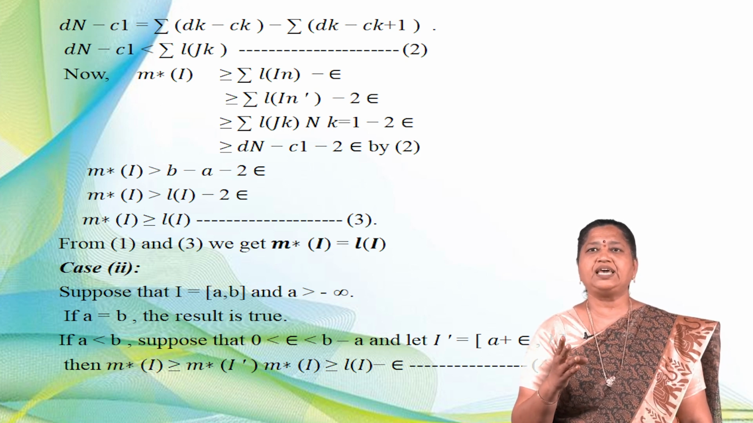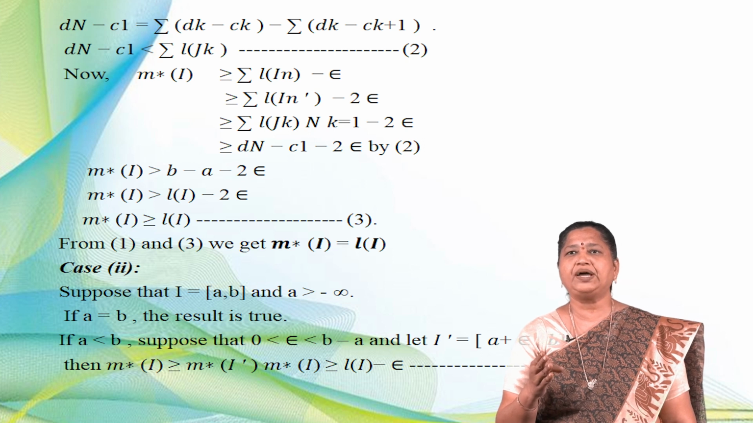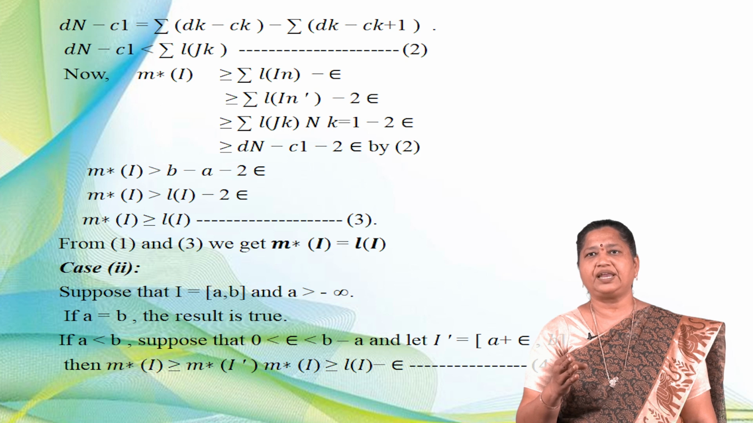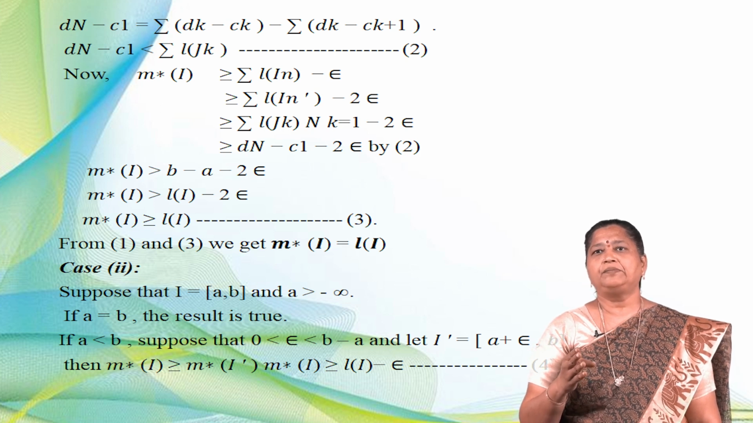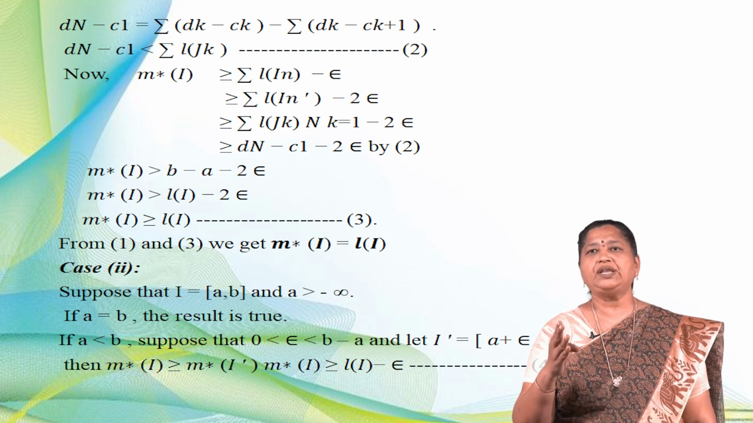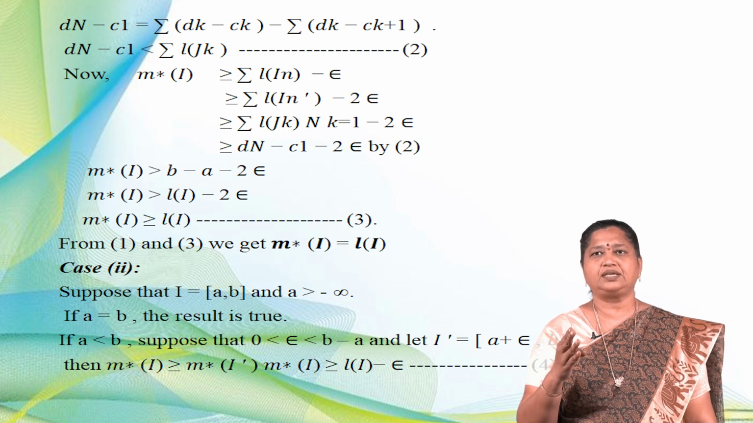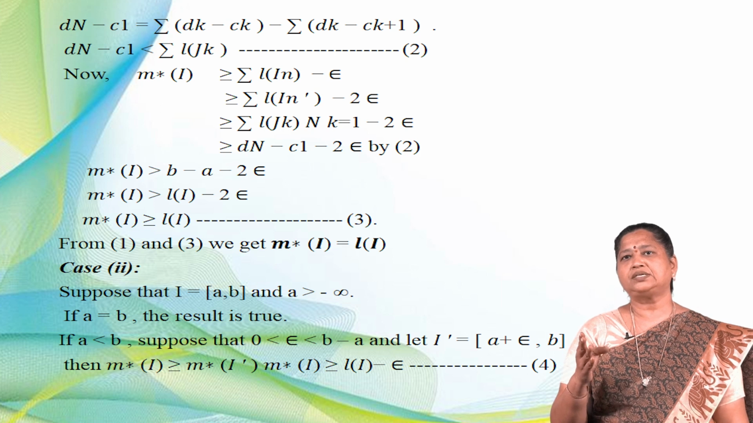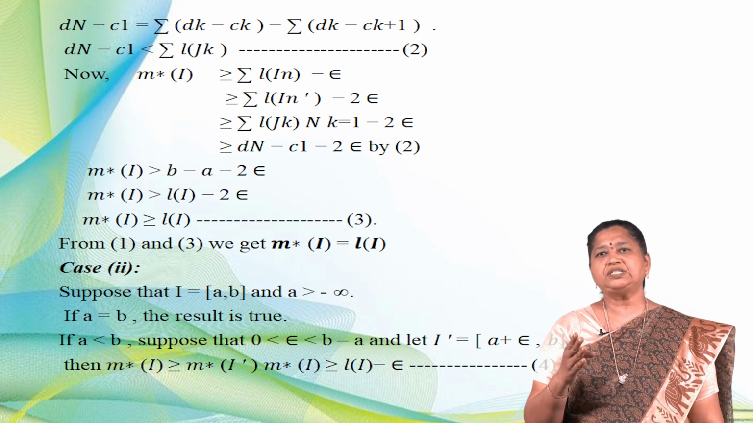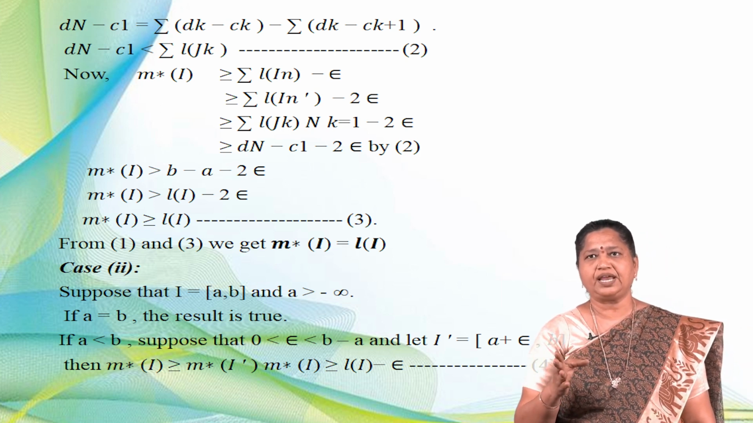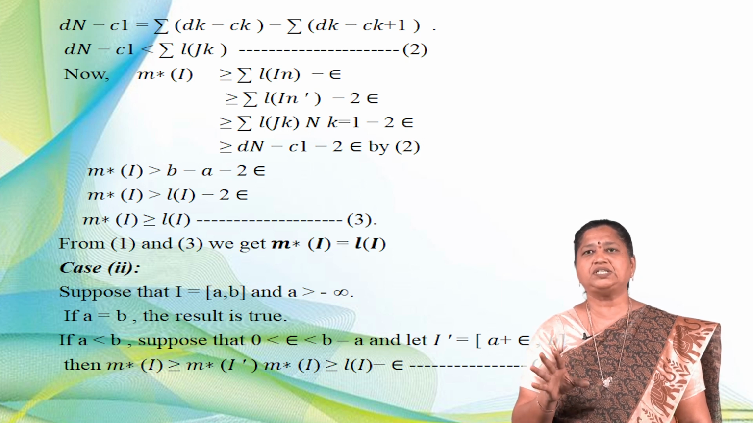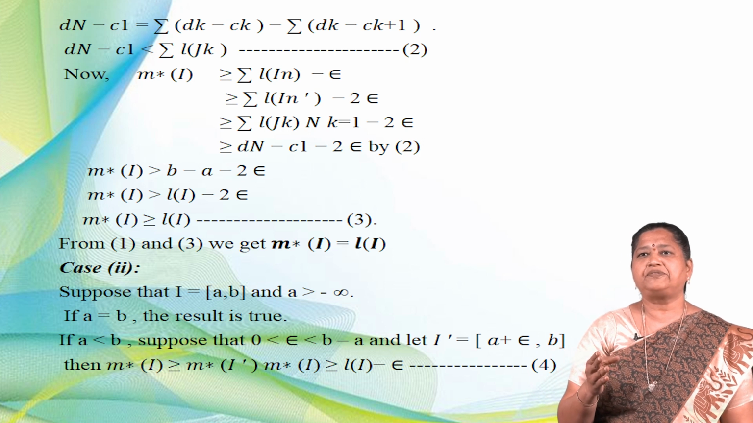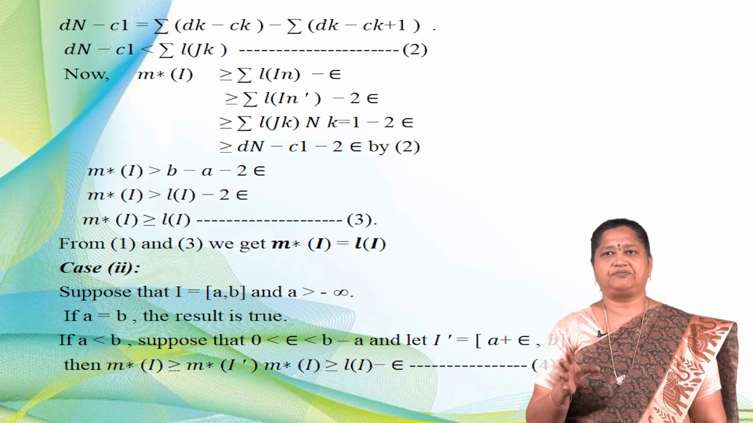So from this we will say that m star of I is greater than b minus a minus 2 epsilon. So m star of I is greater than L of I minus 2 epsilon, where b minus a is now taken as L of I. From this we will say that m star of I is greater than or equal to L of I, that is equation 3. From equation 1 and 3 we will get m star of I equal to L of I.